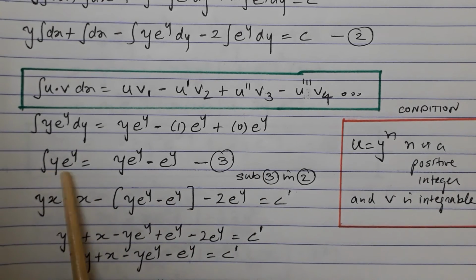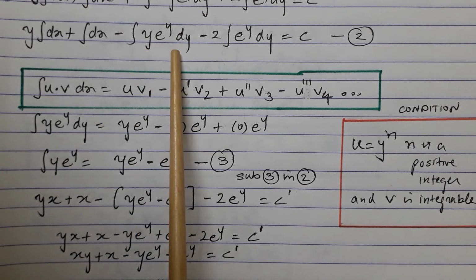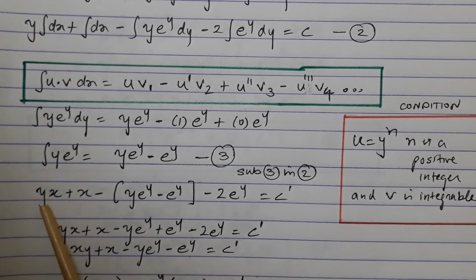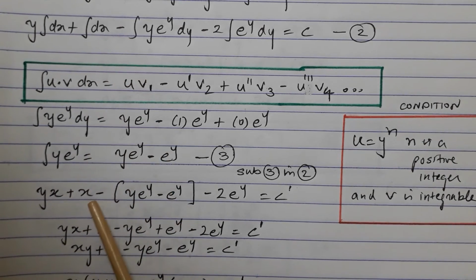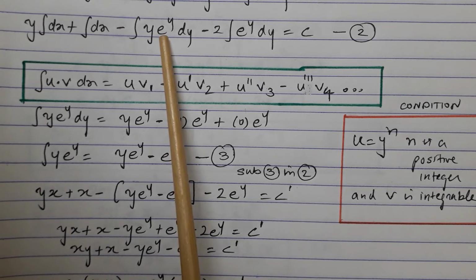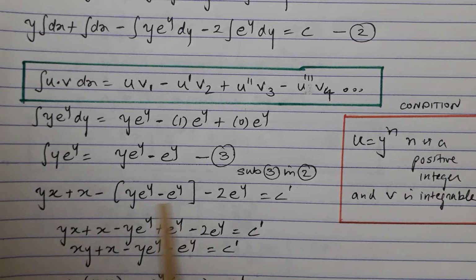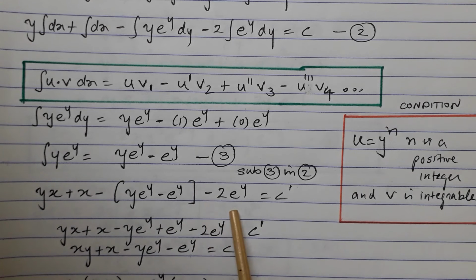Now let us substitute this 3, that is integral y e raised to y, in 2, and we will get: y integral dx is y into x, plus integral of dx is x, minus integral of y into e raised to y, which we have already calculated, which is y e raised to y minus e raised to y. So this is minus y e raised to y minus e raised to y, minus 2 integral of e raised to y, which is e raised to y. So it is minus 2 e raised to y is equal to c dash.